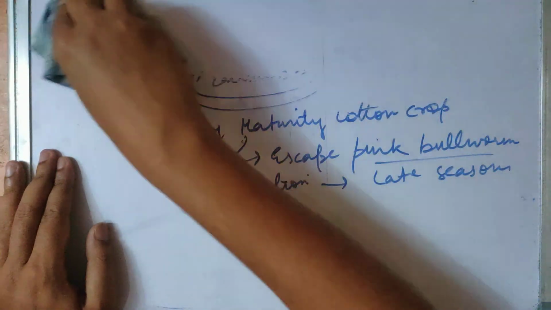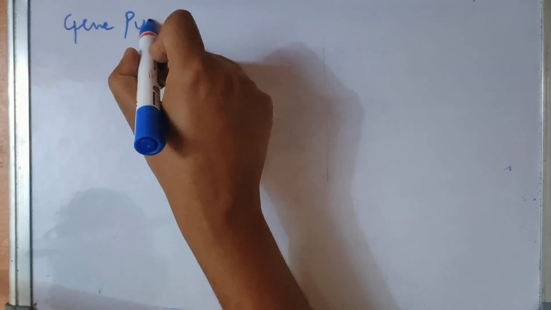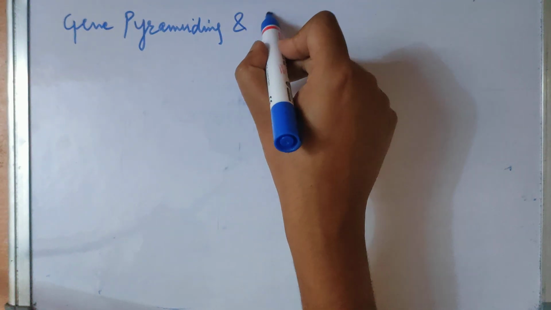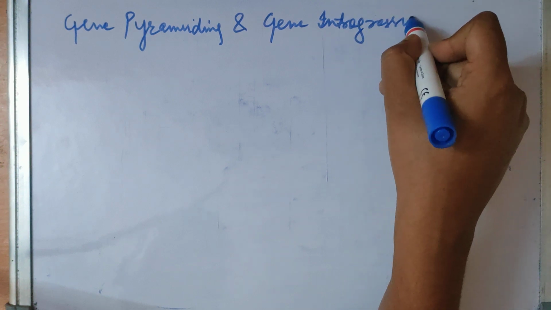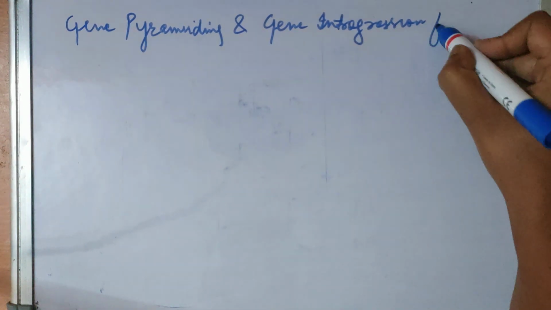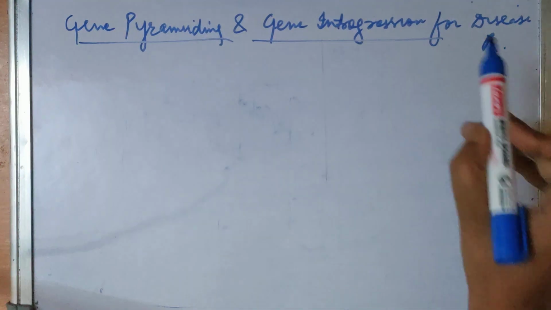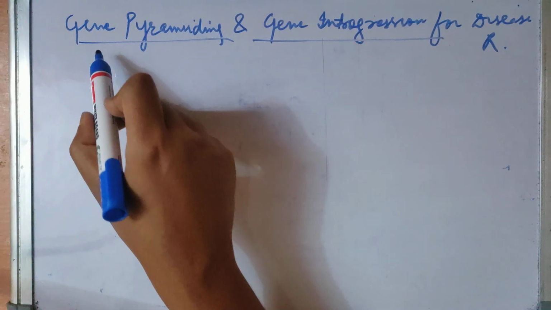Now moving on to the next topic of this session, that is gene pyramiding and gene interrogation for disease resistance. So we will discuss here gene pyramiding and gene interrogation. First of all, we are going to discuss gene pyramiding.